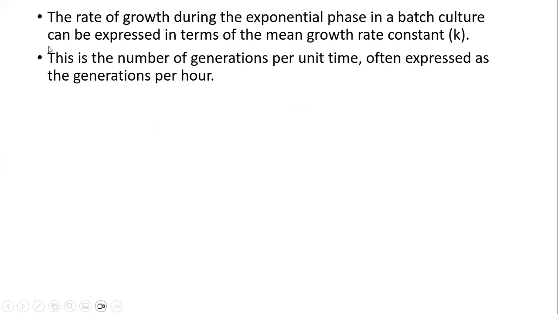Now the rate of growth during exponential phase in a batch culture can be expressed in terms of mean growth rate constant, that is represented by K. This is the number of generations per unit time. So by formula, we can write K is equal to number of generations per unit time, so it is n by t. So substituting for the value of n from the previous equation, we have K is equal to log nt minus log n0 divided by 0.301 multiplied by t.